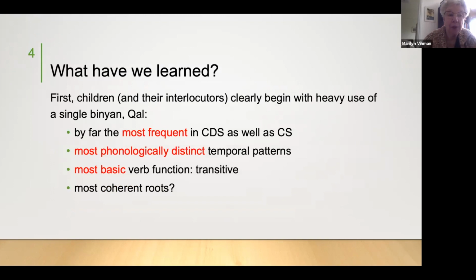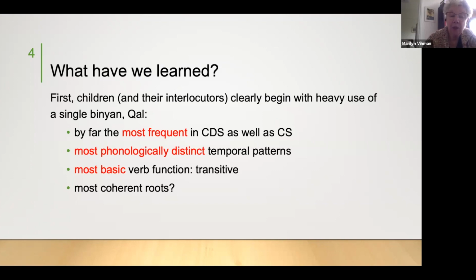So what have we learned? Well, I would say the single thing that stands out for the very young children, who are of most interest to me because that's my area, is that the children and their interlocutors, their parents, clearly begin with a very heavy use of one conjugation or binyan, which is called kal. I think they begin with that one because it is the most frequent, it is the most frequently used in child-directed speech, and therefore it is used the most in child speech. It's what they hear the most.